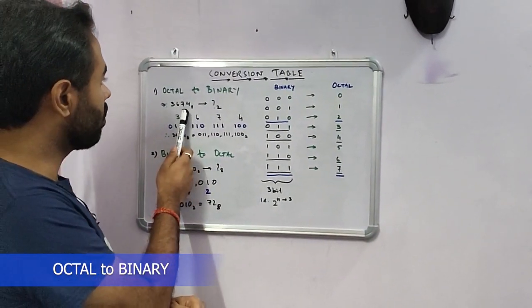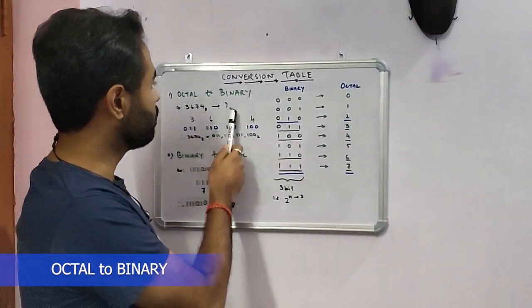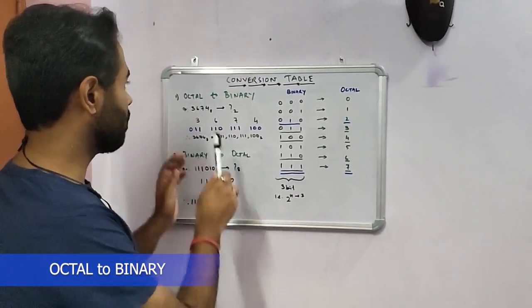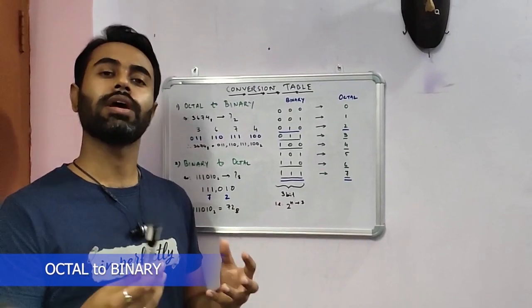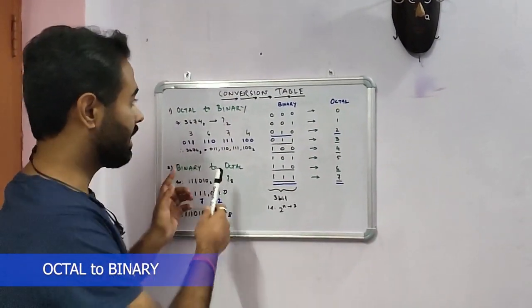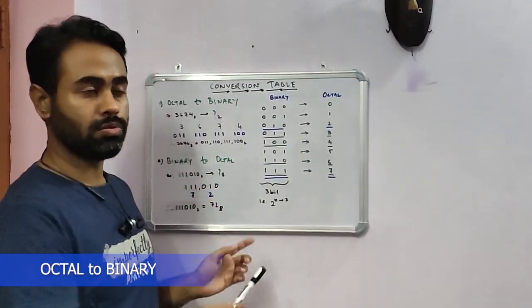Now we have an octal value, that is 3674, which we will be converting to a binary value. Now this is a very simple conversion, unlike the other conversions that we have done where we have a bit of mathematics to deal with. Here we only look into the table and do the conversion.